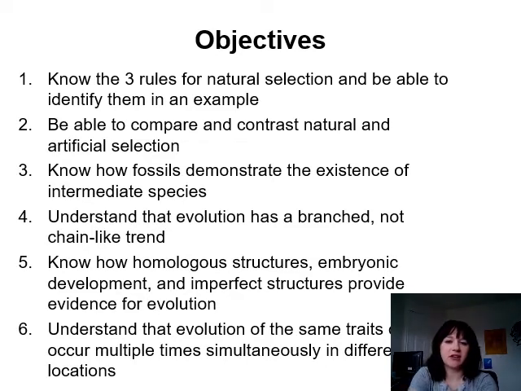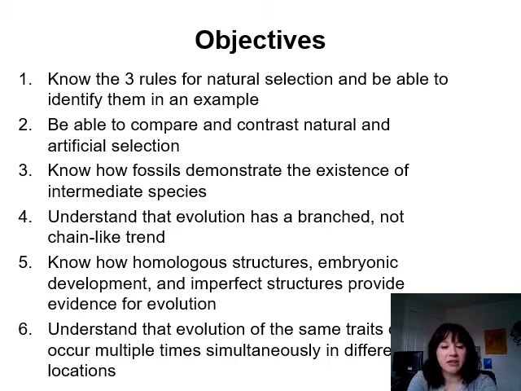So the first is talking about natural selection and what 3 rules must be fulfilled for natural selection to occur. You should be able to, in an example, identify whether or not those 3 rules have been met. Second, you should be able to compare and contrast natural and artificial selection. Third, you should be able to understand how fossils can demonstrate the existence of intermediate species. And also four, that evolution has a branched, not a chain-like trend. And we'll look at an example in the evolution of horses.